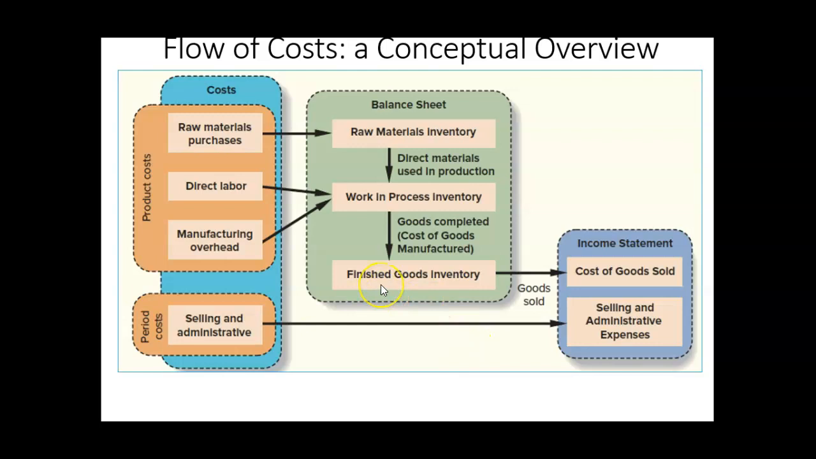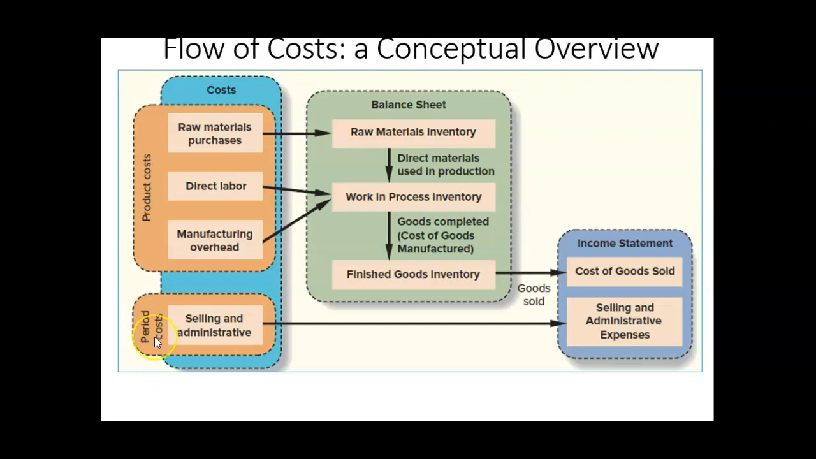Now, once the actual product is completed and it's been sold to the customer, the cost transfers from finished goods inventory over to what's called the cost of goods sold account, which is an expense account that is shown on the income statement. The income statement is a different type of financial report prepared by different organizations.